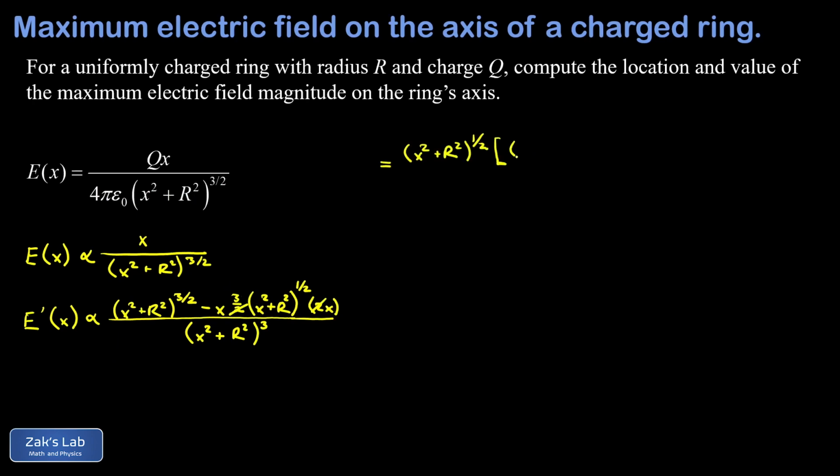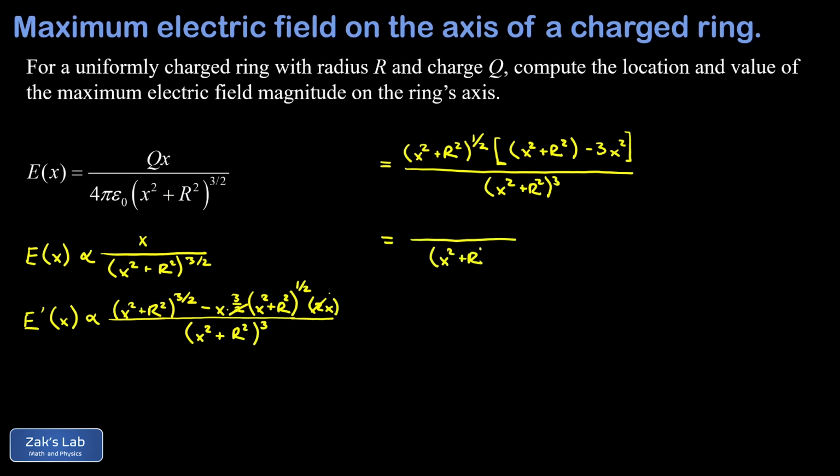This leaves us with an x squared plus r squared minus 3x squared, and we're still dividing by x squared plus r squared, all raised to the 3rd power. We can simplify the factors of x squared plus r squared in the numerator and denominator. This leaves us with an x squared plus r squared to the 5/2 in the denominator. And then in the numerator, we have an x squared plus r squared minus 3x squared. So that'll simplify to r squared minus 2x squared.